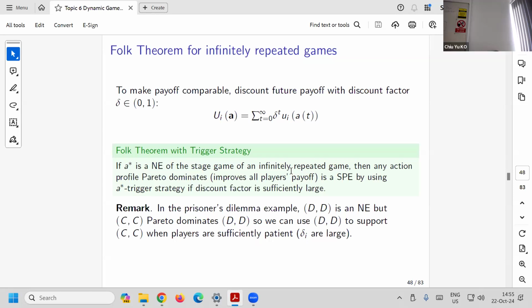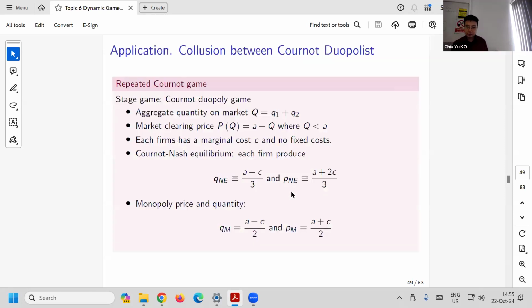So you may think this is a positive result, but some people think it's a negative result, because if everything is possible, the prediction power is nothing. But at least you can show that if people are patient, we can sustain collaboration or collusion, if you like. So although it's a negative result, in the subsequent literature they will study some changes to the model so that it may not be possible to obtain the nice result.